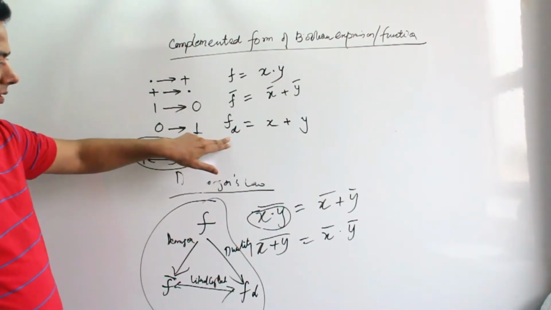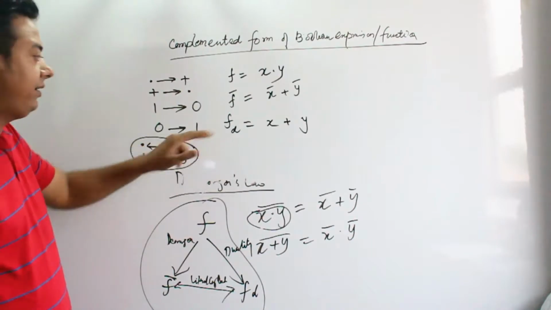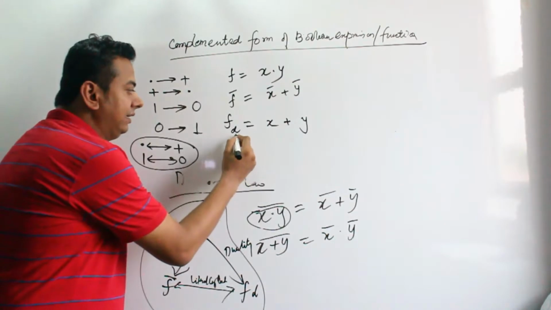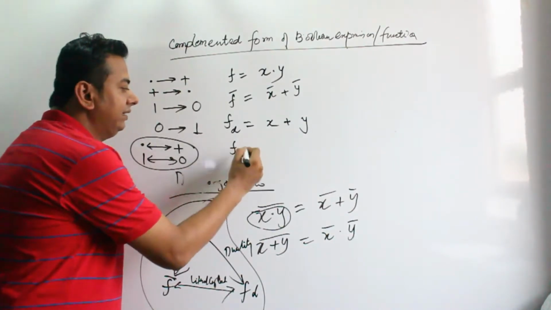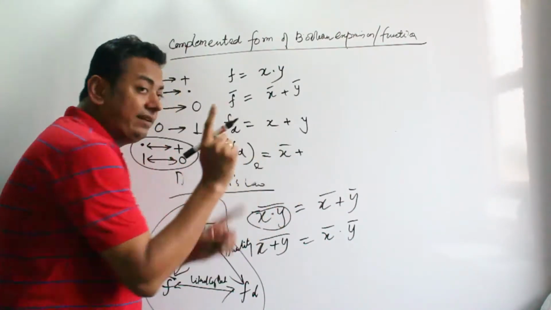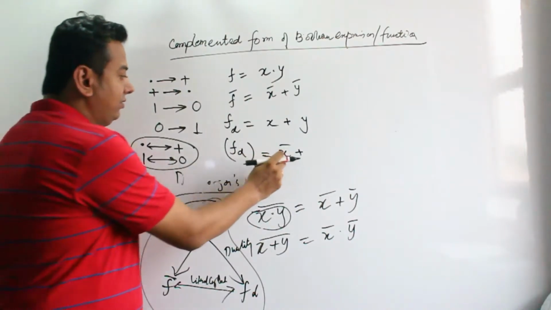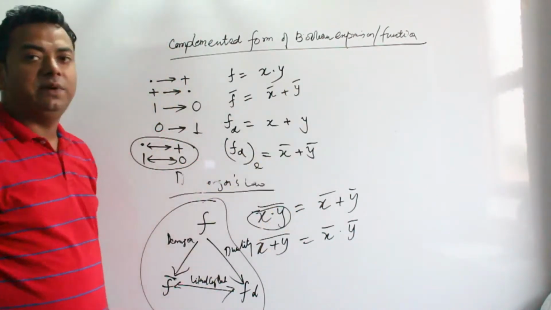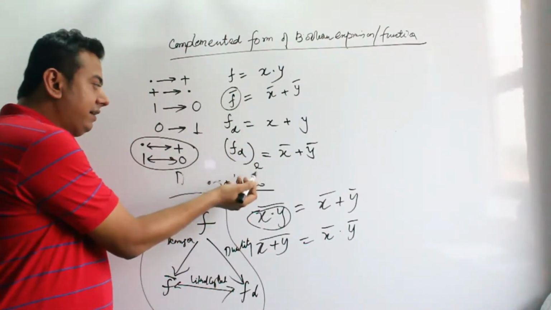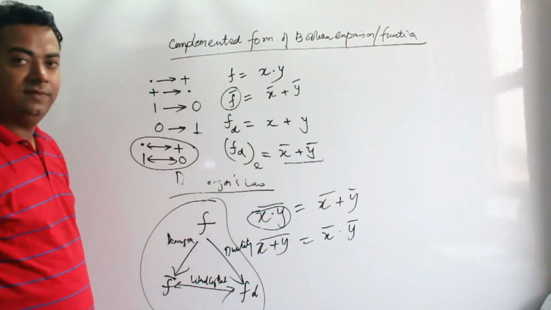Now if you do a literal change for this FD, what is the literal change? X bar. In a literal change we never change the operation and we never change the constant. So x bar plus y bar. Now you can see this F bar and the literal change of the dual of that function are the same.